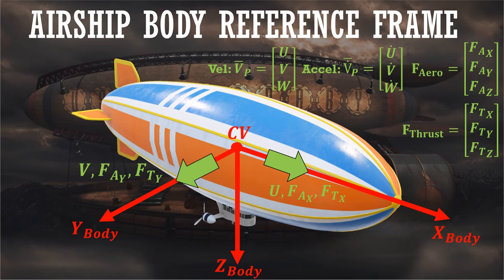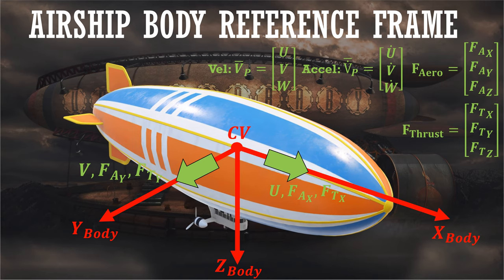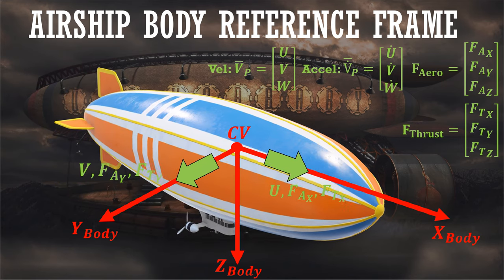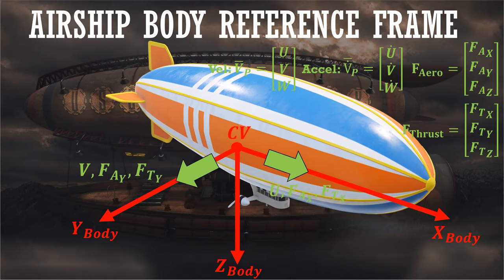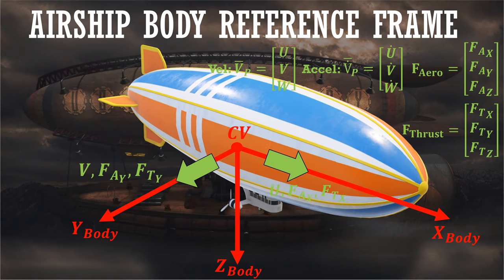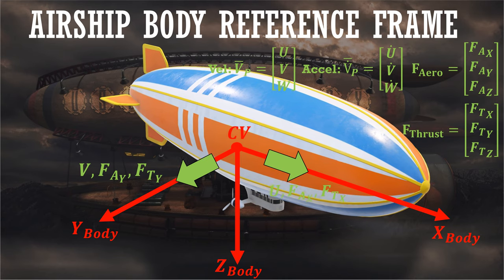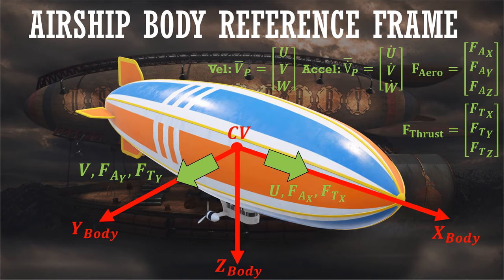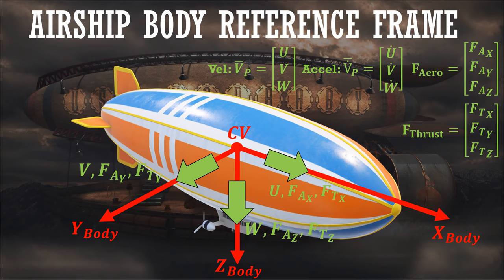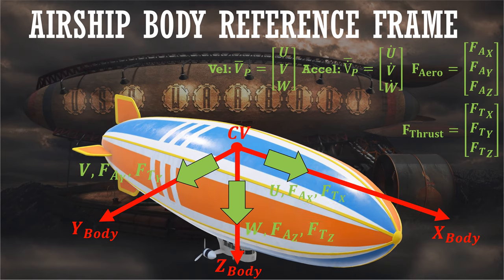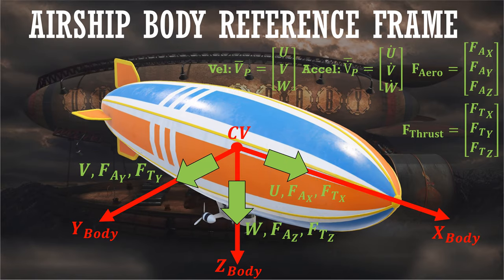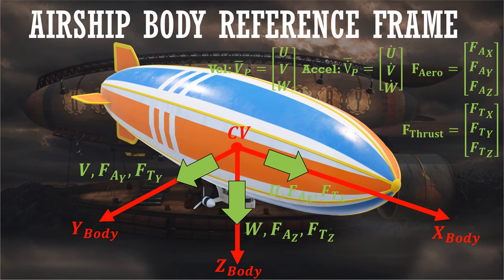All right, looking at the Y axis. Again, we can break up the motion of the aircraft into its components and look at the velocity and acceleration along this Y axis. And we're going to go ahead and give those components the symbols V and V dot. We can also break the aero force up and the thrust force up into components along the Y axis. That would be F_A,Y and F_T,Y. And then last but not least, we have the Z axis. Again, we can break up the motion, the aero force, and the thrust force along the Z axis. And the symbols we will give those are W, W dot, F_A,Z, and F_T,Z.